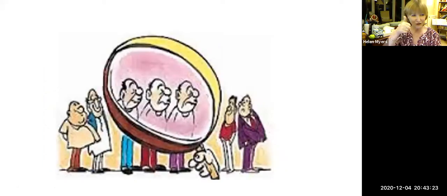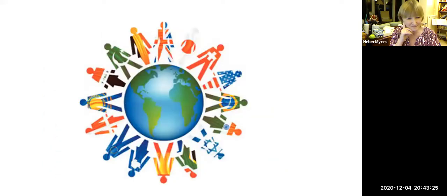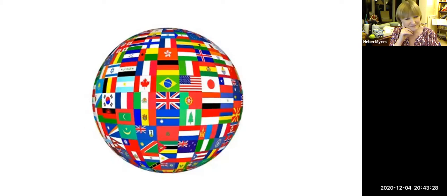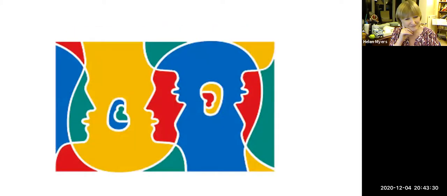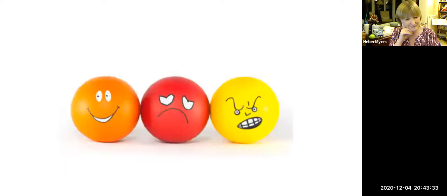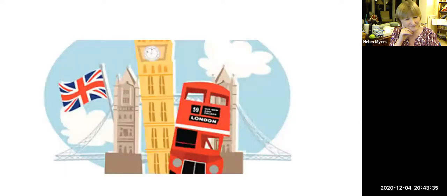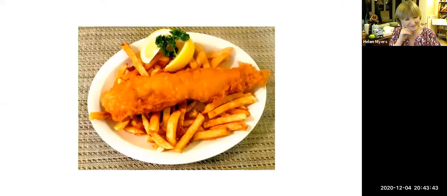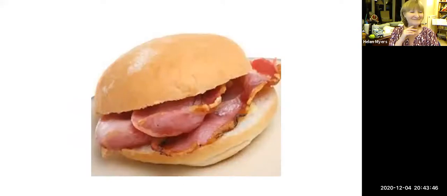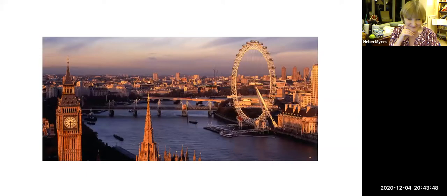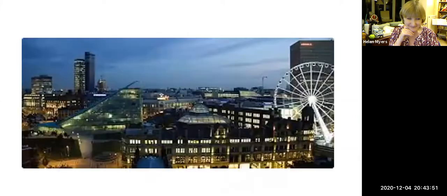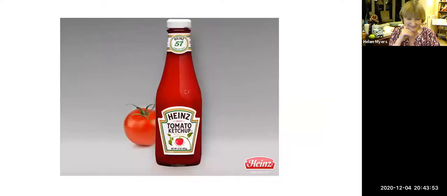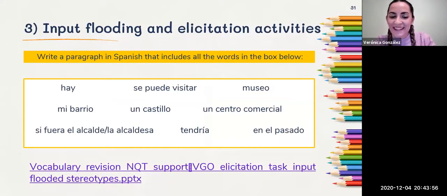Stereotypes are generalizations about cultures or nationalities. They can be related to food, language, attitudes, etc. For example, English people are often associated with the following: sausage, fish and chips, bacon sandwich, London, tea, Manchester, ketchup, and gin. Okay, I'm gonna stop it here, but I'll go back to that if you want me to.